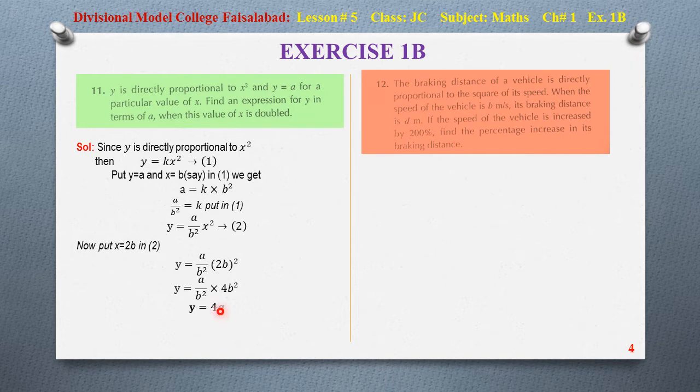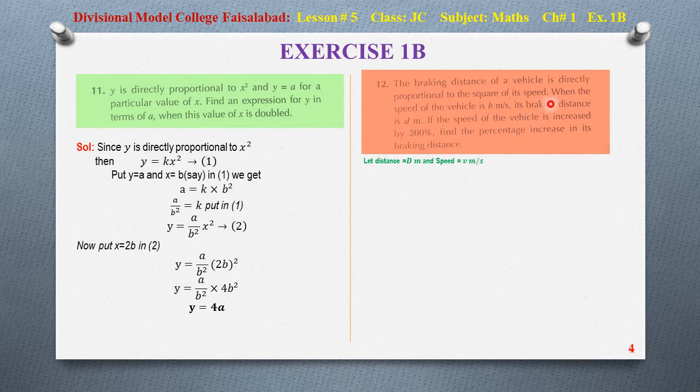In question number 12, you are told that braking distance of a vehicle is directly proportional to the square of its speed. Now braking distance and speed, these are two quantities. They are not defined by any letters. So we suppose the braking distance and speed. Let the distance be equal to capital D meter and speed be equal to V meter per second.